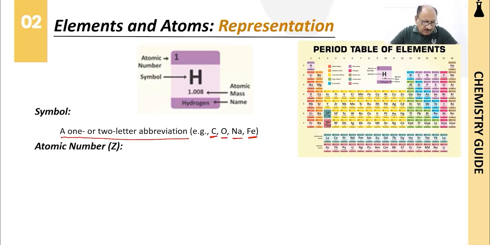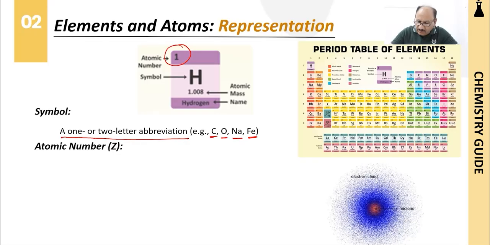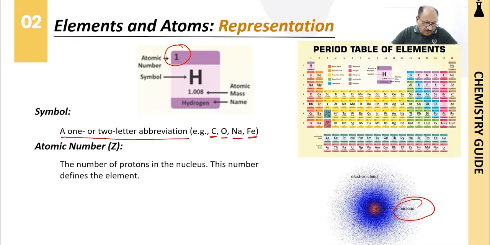Then next, what is atomic number? Atomic number is mentioned over here, and atomic number is basically the number of protons in an atom. So we can say that it's inside the nucleus. Inside the nucleus are protons, and the number of protons in the nucleus is represented by Z. This number defines the element. So if the number of protons in an atom changes, the element will change. So the element is identified by the number of protons inside the nucleus.